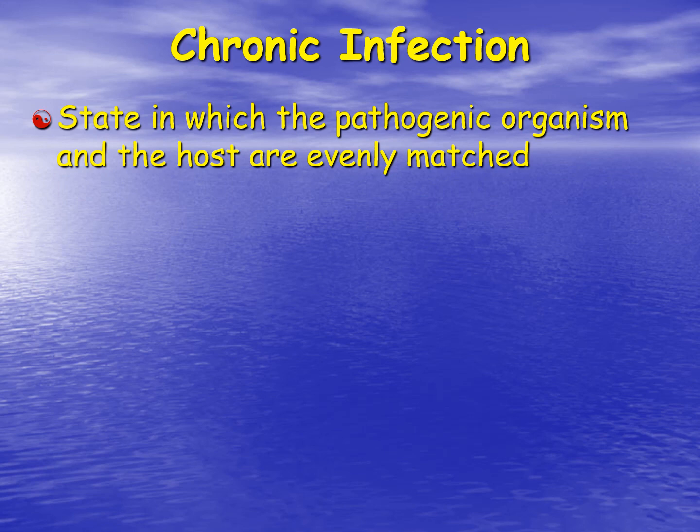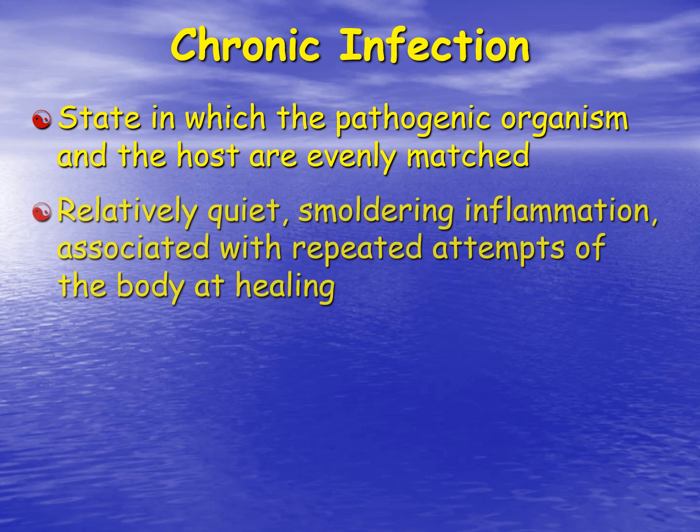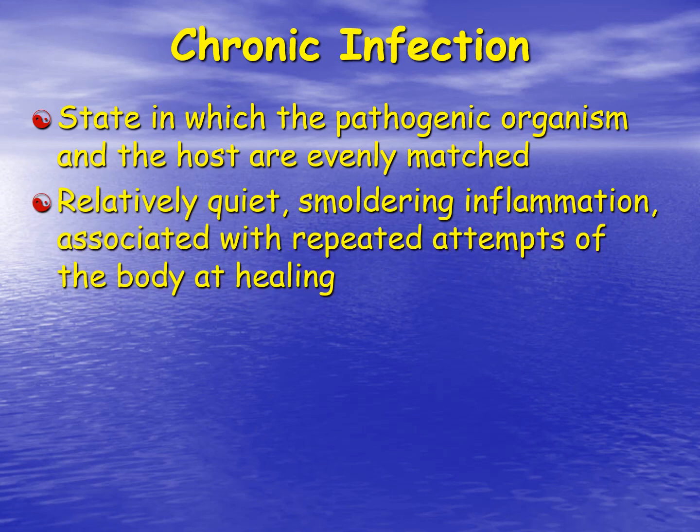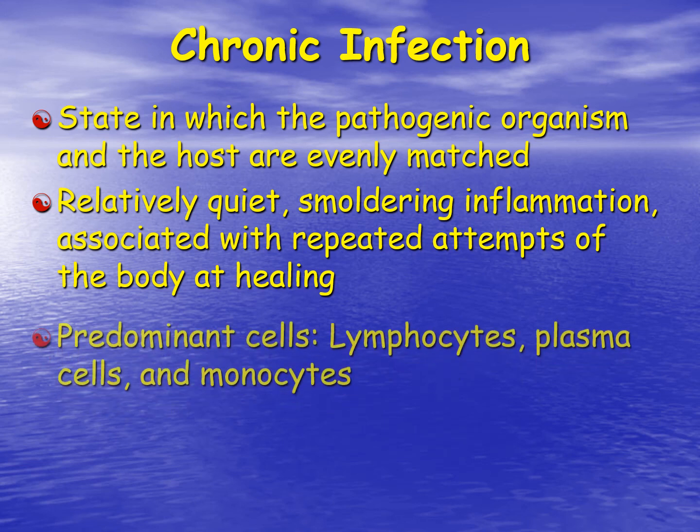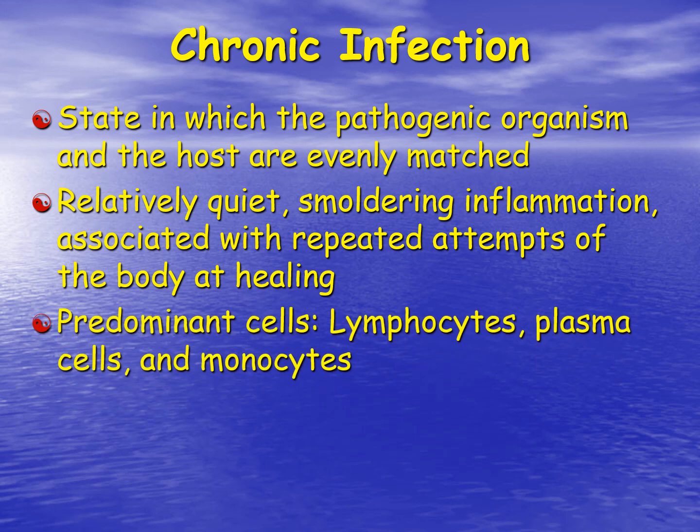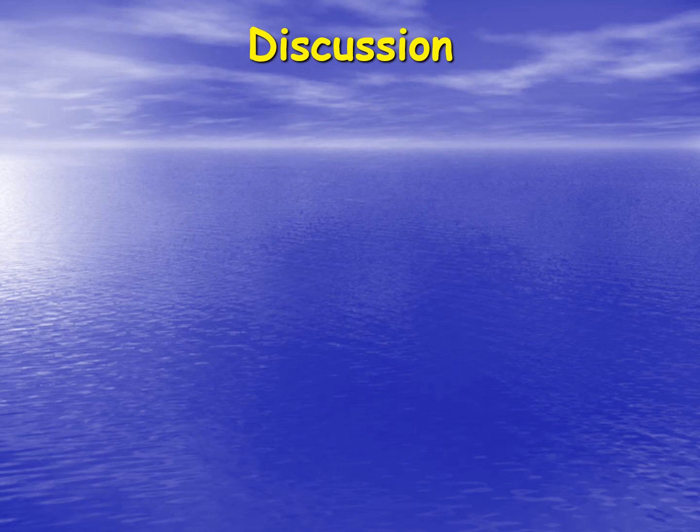Now, chronic infection is really in the state in which the pathogenic organism and the host are evenly matched. Oftentimes, chronic infection is relatively quiet. It causes kind of that smoldering chronic inflammation associated with repeated attempts at the body at healing. Predominant cells in these areas of chronic infection inflammation include lymphocytes, plasma cells, and again, the macrophages.